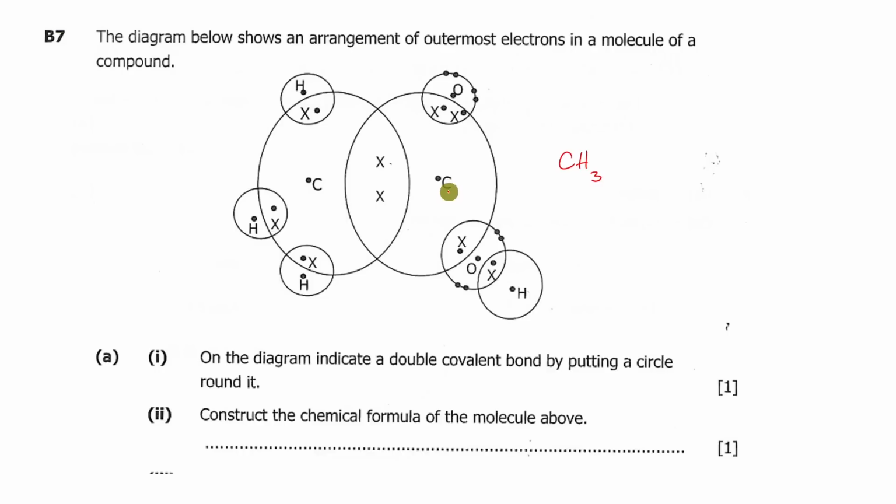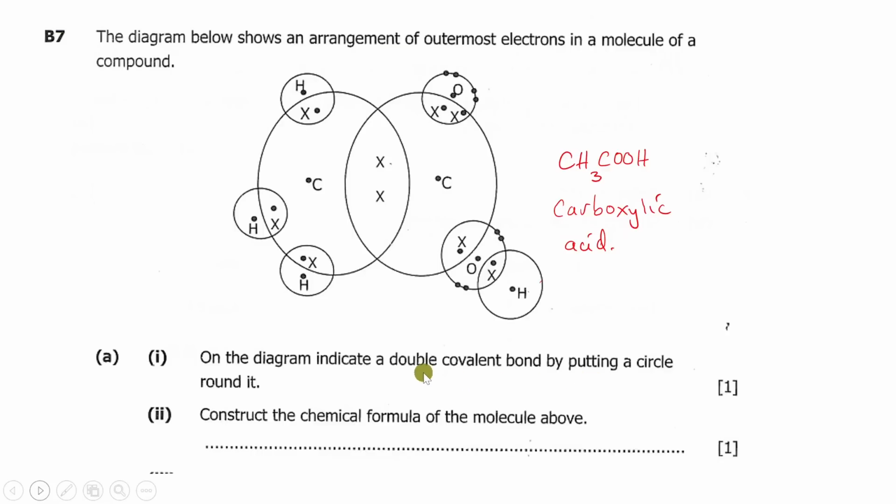Then you have this other carbon. This carbon has how many? It has oxygen, oxygen, and the hydrogen. So when we look at this one, this compound is a carboxylic acid. Okay, so having identified it, they're saying one, on the diagram indicate a double covalent bond by putting a circle around it.